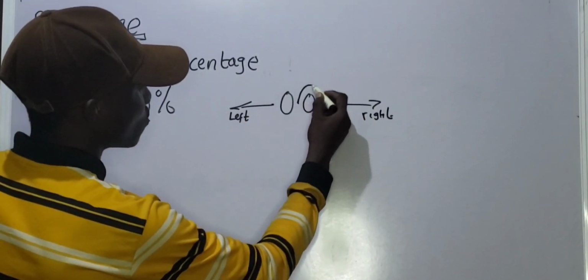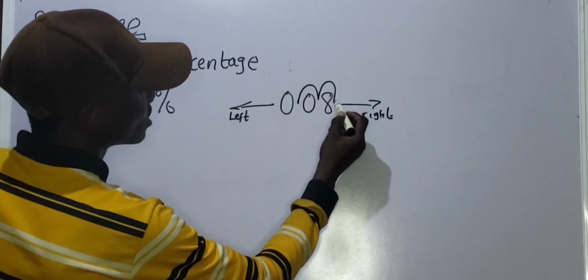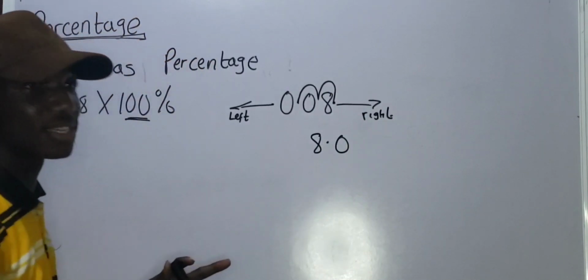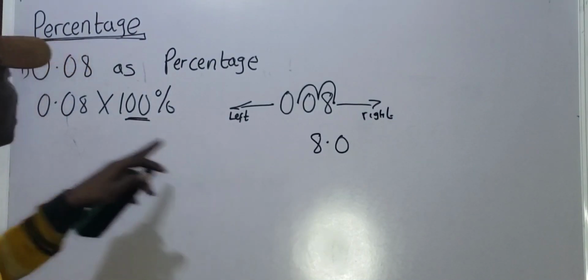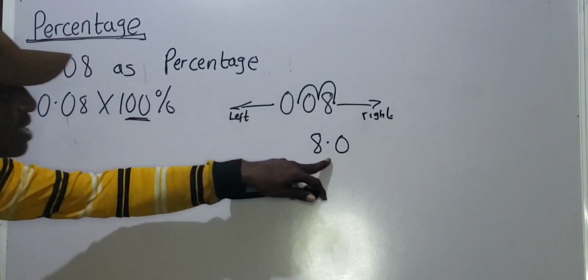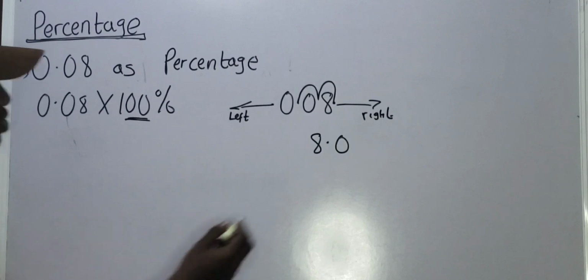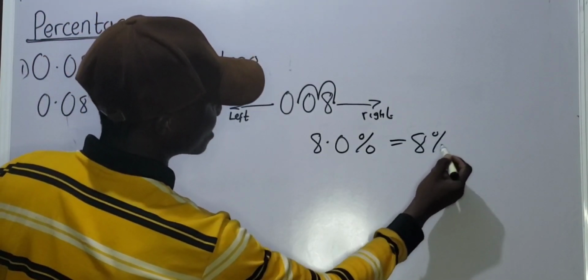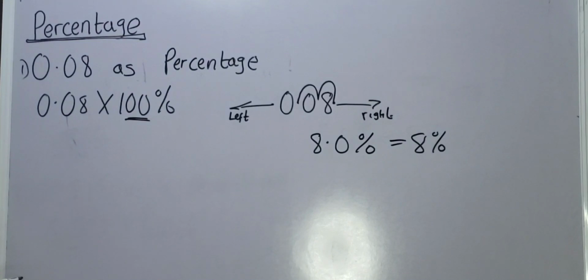So I'm going to have 1, 2. The decimal point will come here, so I'm going to have 8.0. You understand? So I have easily converted this decimal to percentage. So I'm going to have 8.0%, which is also the same thing as 8%. Okay, so you can do this without using a calculator. Just move the decimal point 2 steps towards the right.